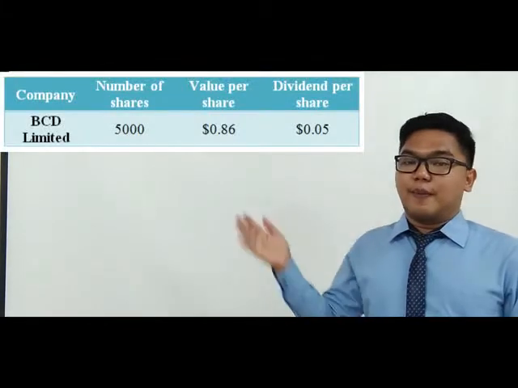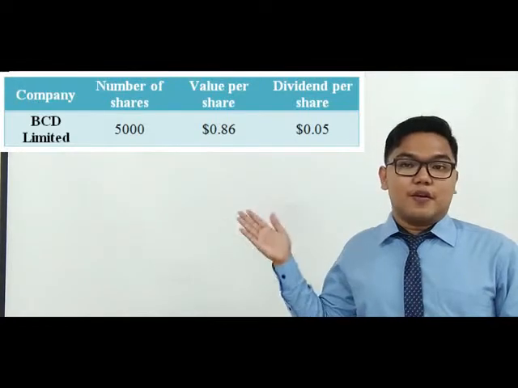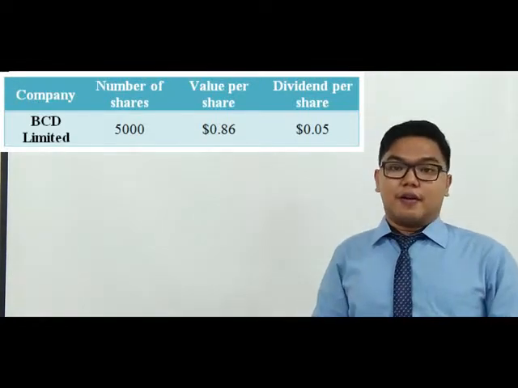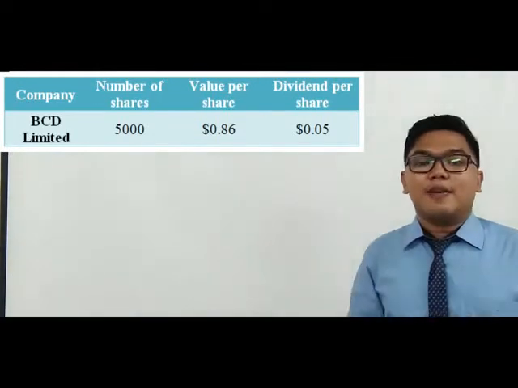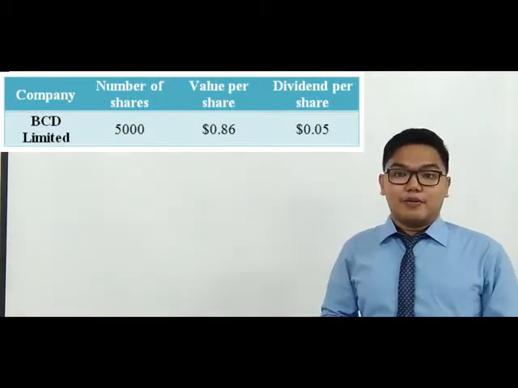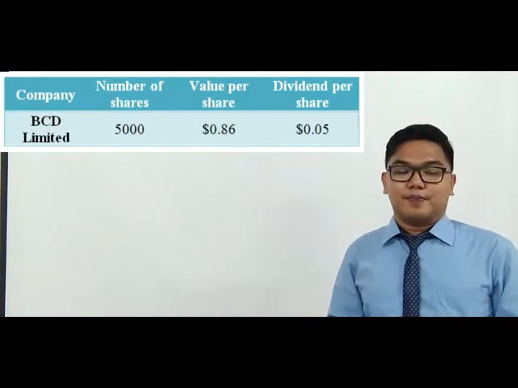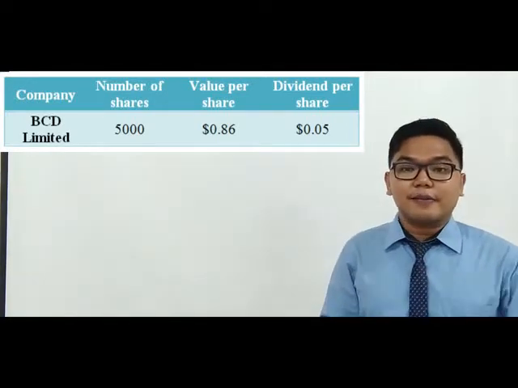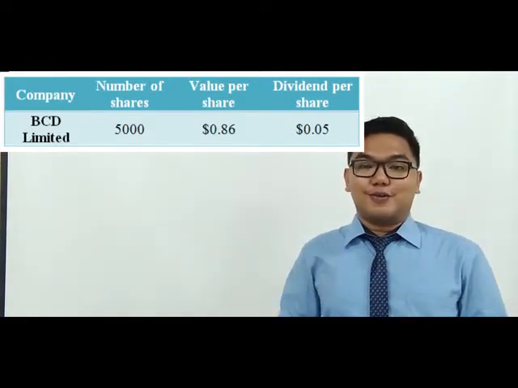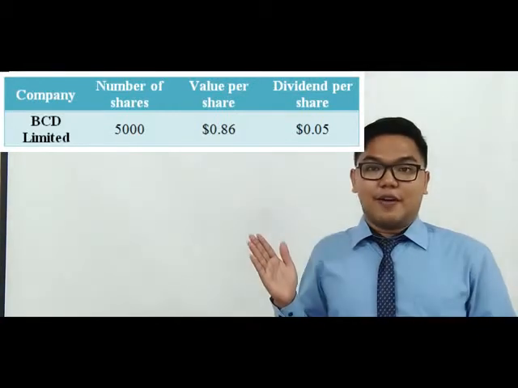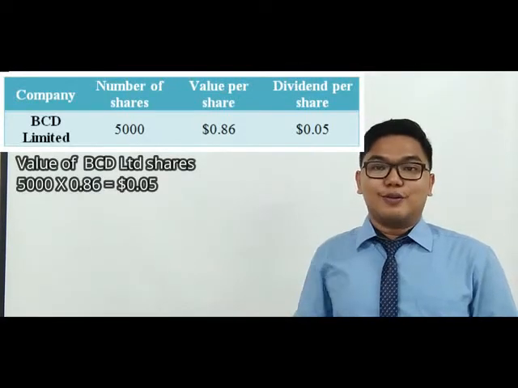So in this example, there is a table of some companies. There is the number of shares, value of shares, and dividend per share. So company BC, this is from your book, example 2. Company BC has number of shares 5,000, value of share is $0.86 and dividend is $0.05. So in order to find the total value of company BC, you just have to multiply the number of shares 5,000 with the value of share, 5,000 times 0.16, equal to that number.